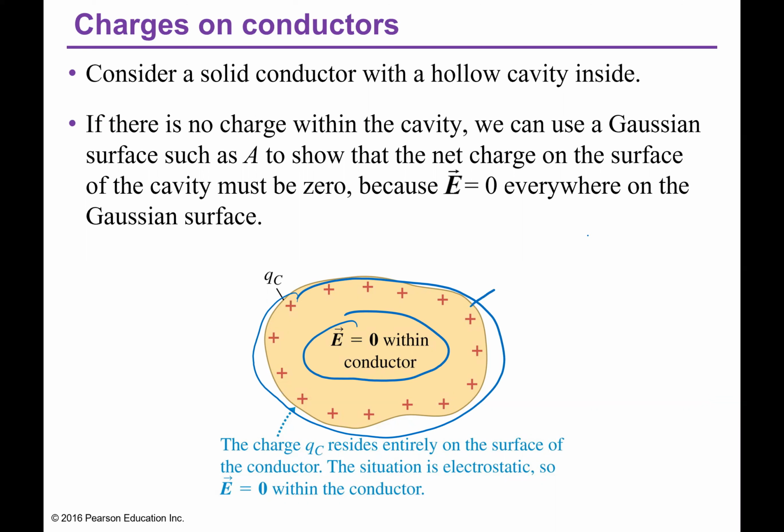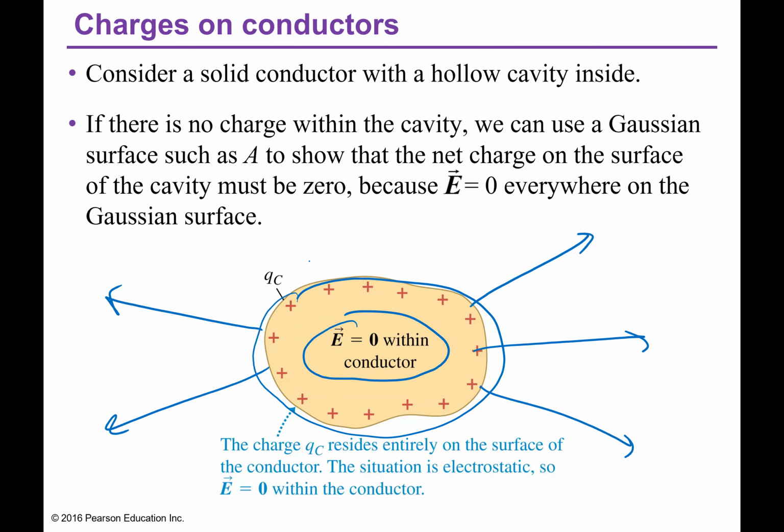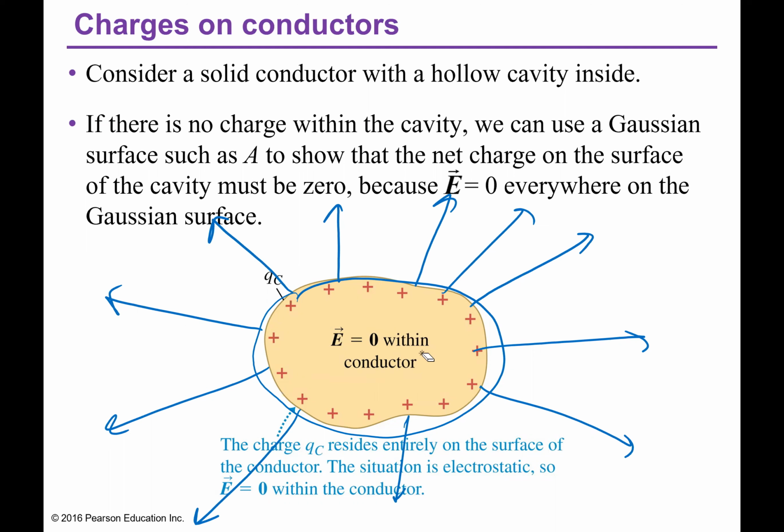That's why there's going to be an electric field like this outside of this conductor, because it's positive, so electric fields are radially away. But inside the conductor, there is no electric field, because it's kind of like a cavity. There are no extra charges over there. So there's no electric field anywhere inside the conductor.